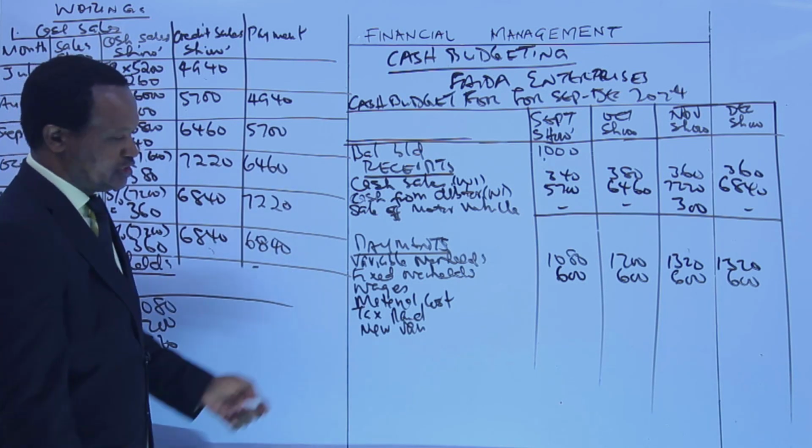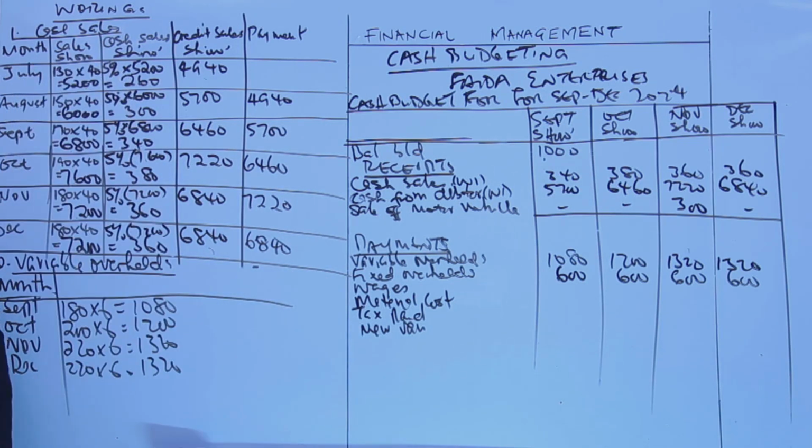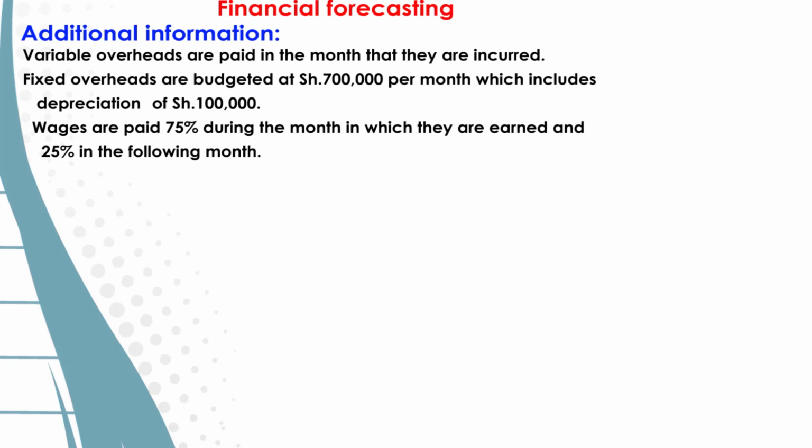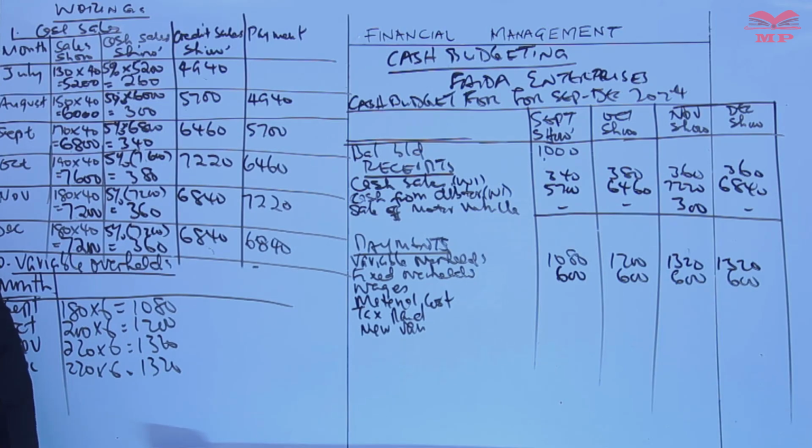We move on to the wages. How are wages paid? Look at note number 4. Wages are paid 75% during the month in which they are earned and 25% in the following month. So we must do a working for the wages. I need a working for all the months.